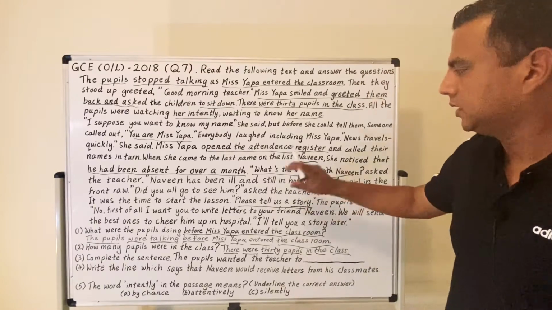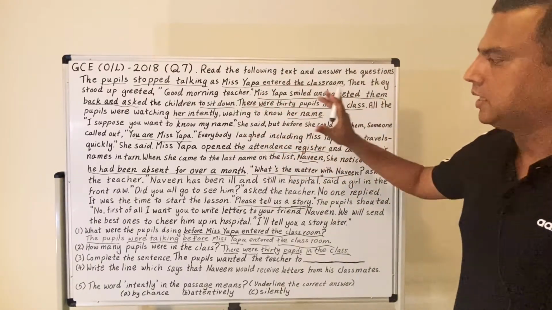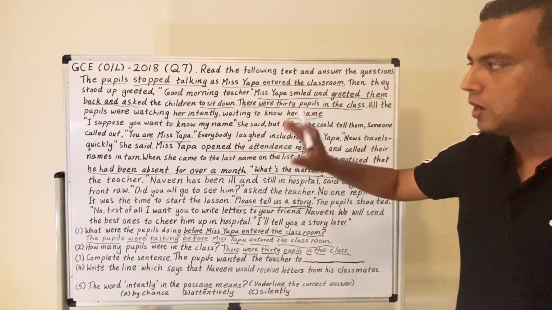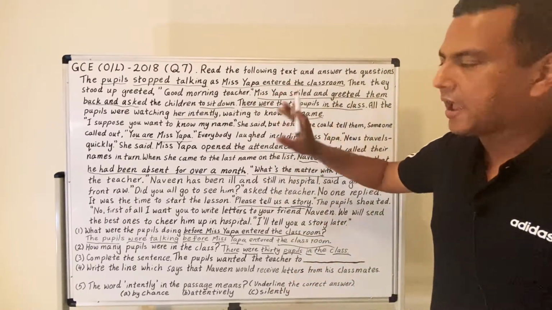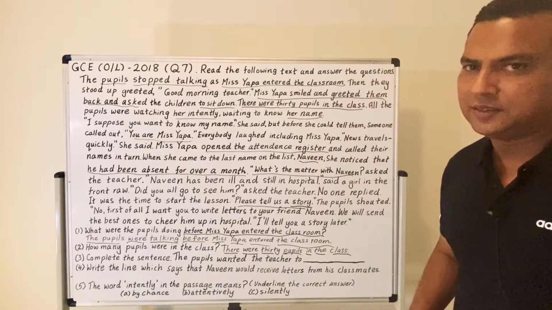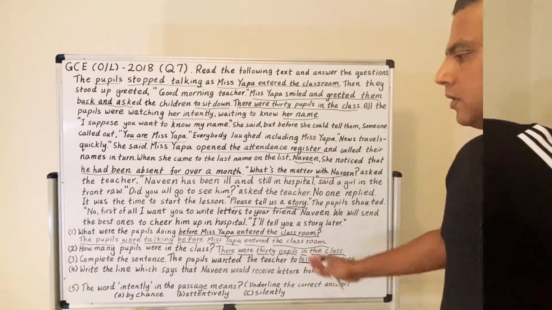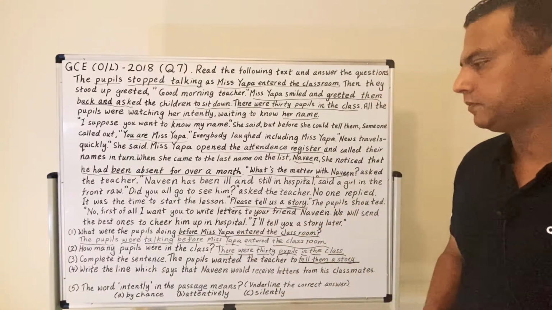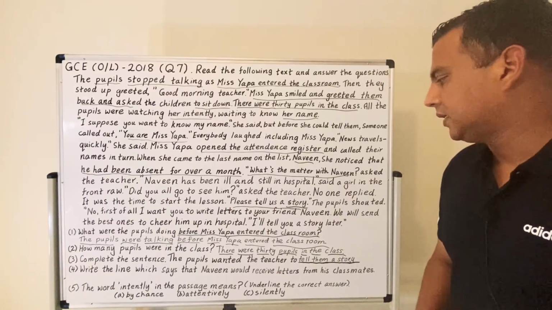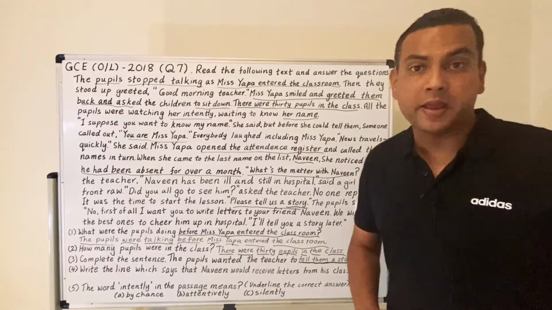That's what I'm saying. You are just writing the words that you find in this passage when it comes to answering these questions as it is, only with small adjustments here and there. Tell them a story. Okay, so let's go to the next question. Write the line which says that Naveen would receive letters from his classmates.